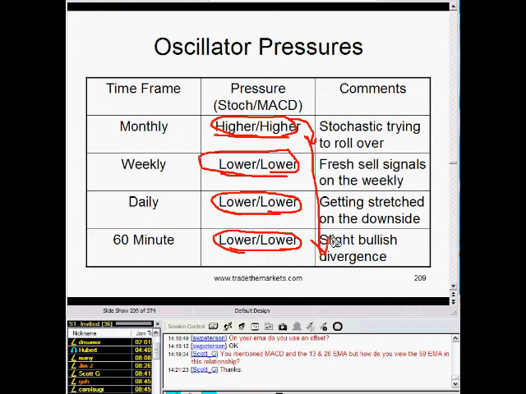And that's exactly what happened back in July. The monthly stochastics rolled over into a sell, and now the monthly and the weekly and the daily and the 60-minute were all on the same page, and boom, we got the markets to move down really, really good.